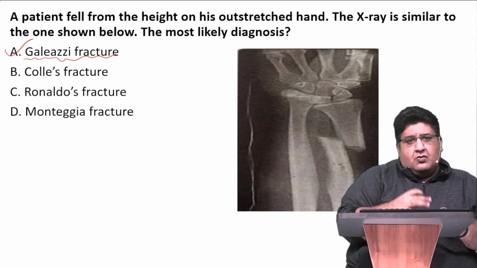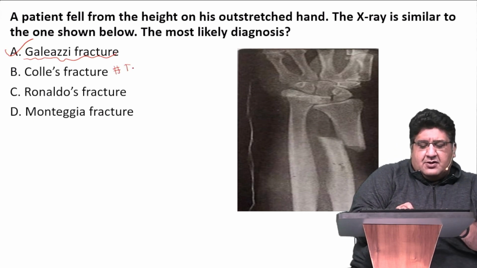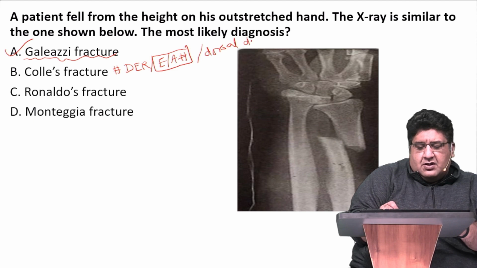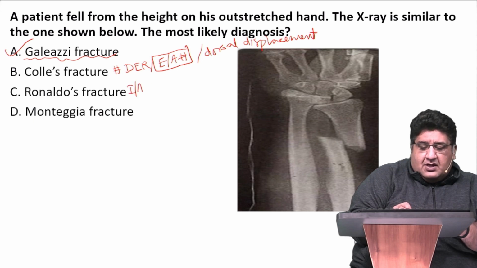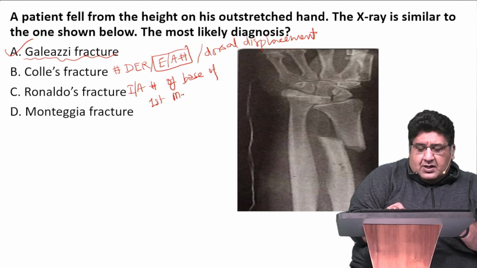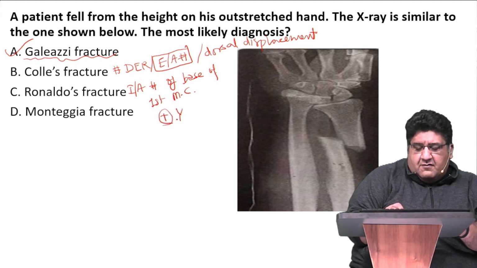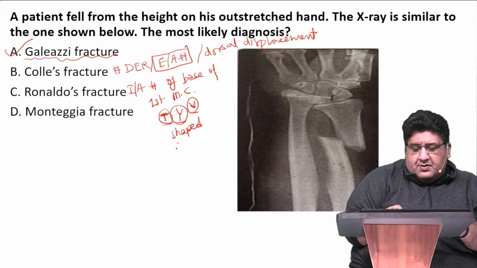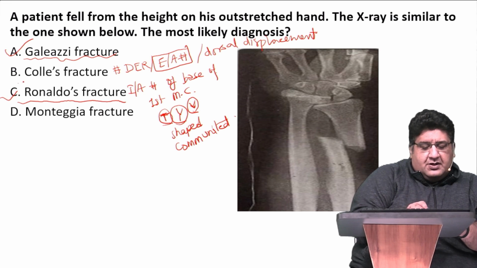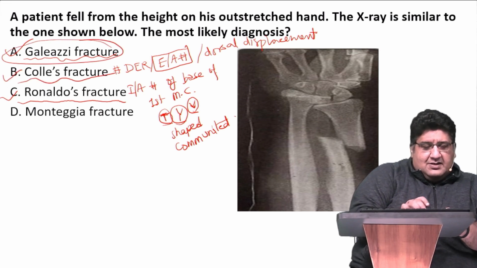Now, had it been a Colles fracture, then it would have been a fracture of the distal end of the radius. It would have been an extra-articular fracture, and it would have been a fracture with dorsal displacement. So this is not a Colles fracture. Similarly, an intra-articular fracture of the base of the first metacarpal, and that too which is a T-shaped or Y-shaped or V-shaped comminuted fracture, that is what is called Rolando's fracture. It has nothing to do with it. Okay, the answer is of course Galeazzi. We're just ruling out other options.